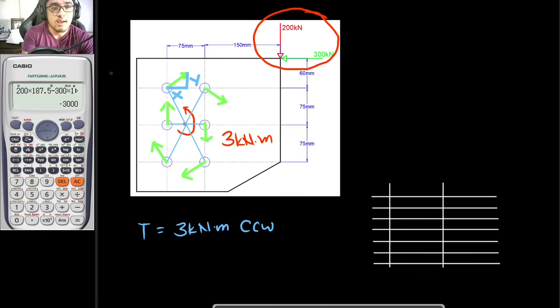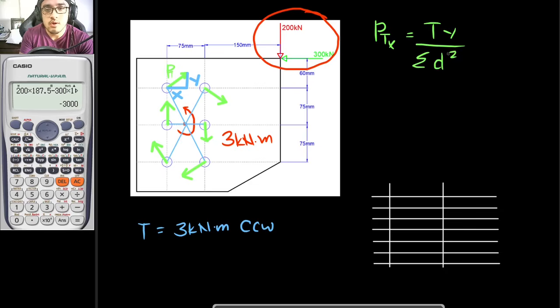So let's say that this one right here is abbreviated as PT, and let's say that PT is equal to the shearing force brought about by your torsional moment. So if we would be getting the x component of it, PTx is equal to your torsion times y divided by the summation of the squares of the distances. So this distance right here is this distance right here.